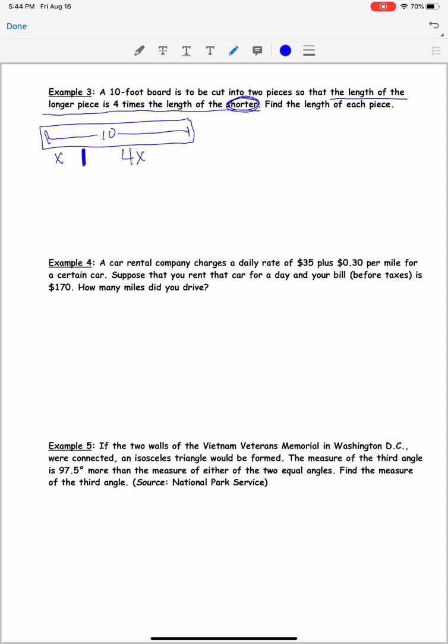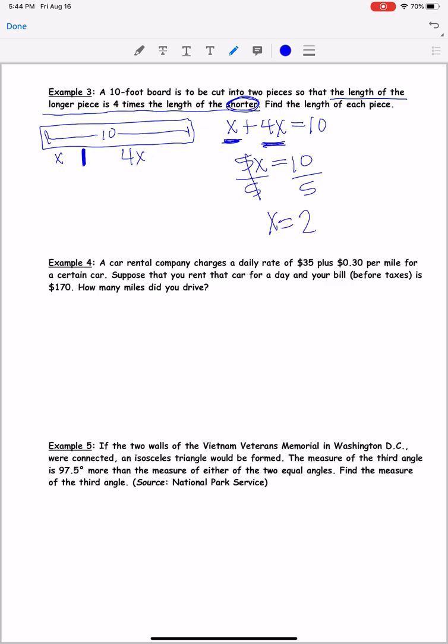So same as last time, the short piece plus the longer piece needs to equal the whole thing of 10 feet. So we've got x plus 4x equals 10. We know the short piece plus the long piece needs to equal the whole thing. So combine like terms. X plus 4x is 5x. So 5x equals 10. Divide by 5. And we get x to equal 2.